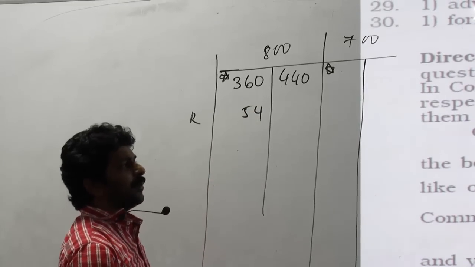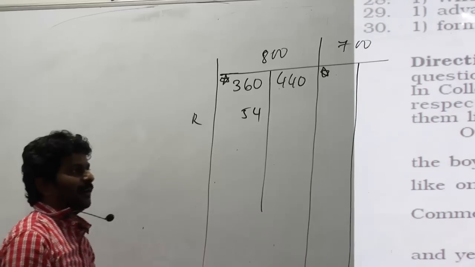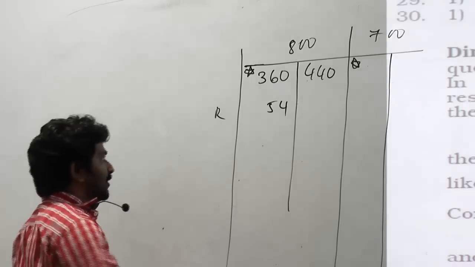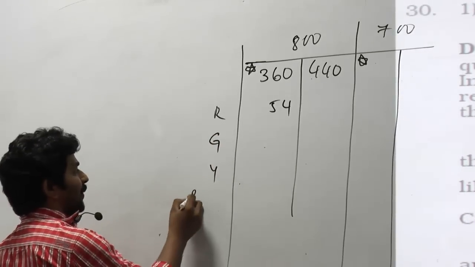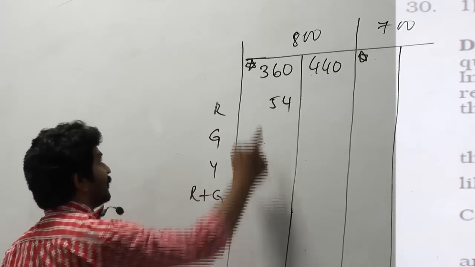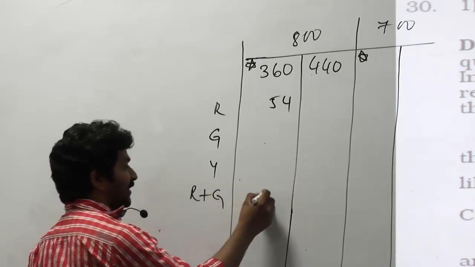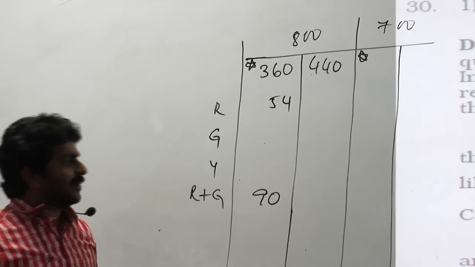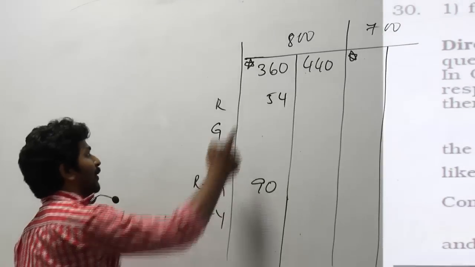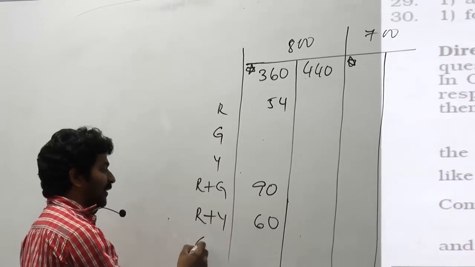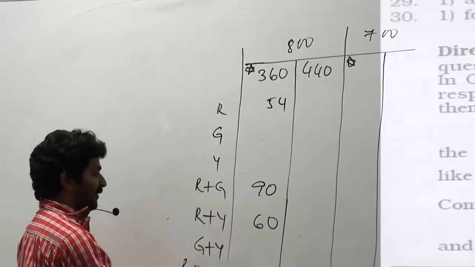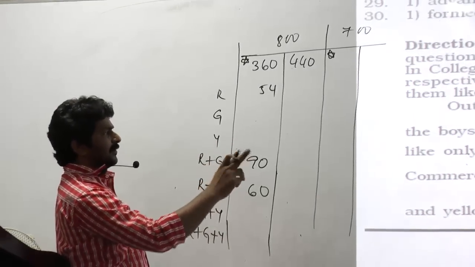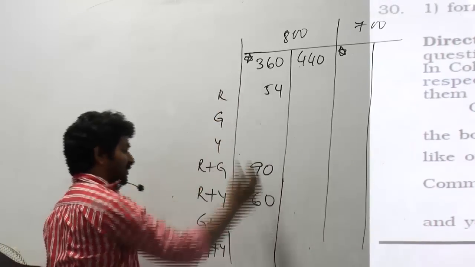And then 1/4 like only red and green. Combinations you have red, green, yellow, red and green. 1/4 of this number, half and half, which is 90. And then 1/6 like only red and yellow. Red and yellow, 1/6, which is 60. And then green and yellow, and then all colors, red, green, yellow. Now 1/6 is over. 10% like all the three colors, 10% of this 36.